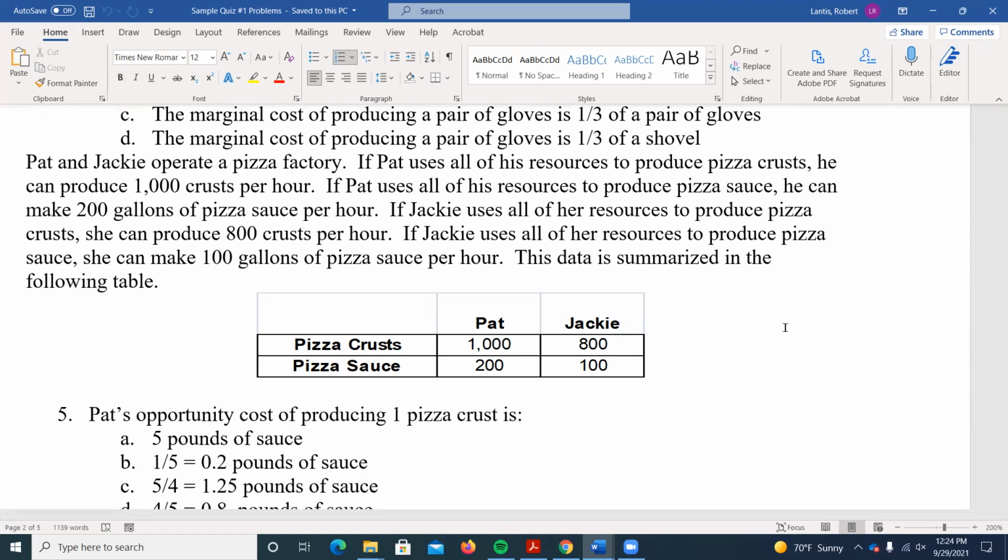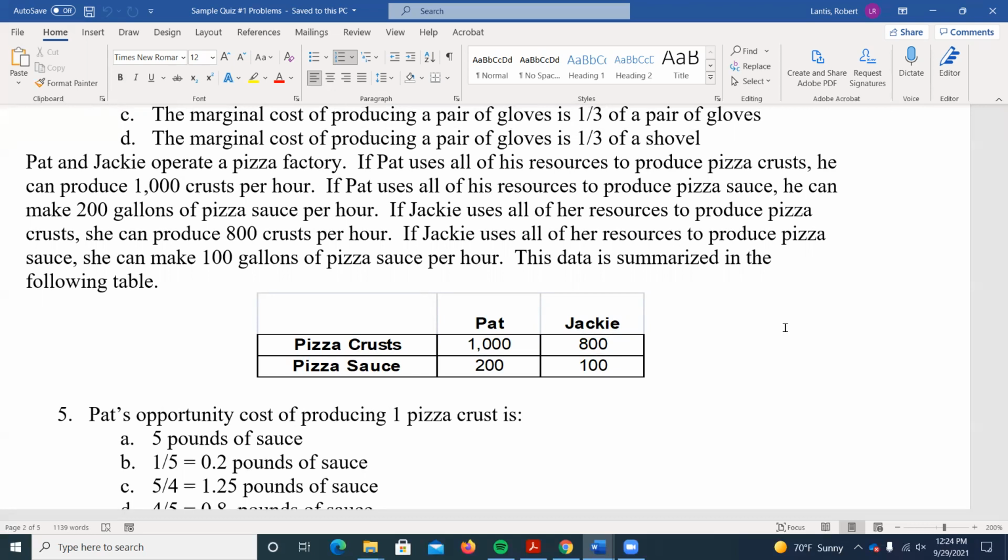Okay? So the first question is, okay, so what is Pat's opportunity cost of making one more pizza crust? And once again, whenever I'm looking for the cost of, it probably is easiest if I put that on my x-axis. Okay? So I'm looking for the cost of what?